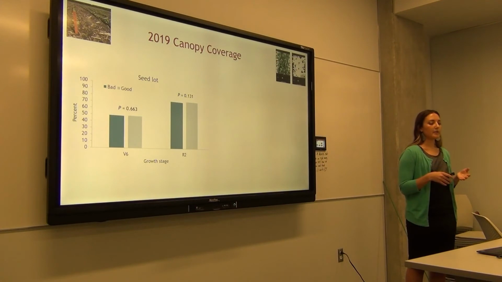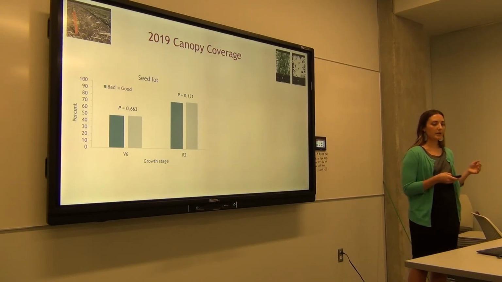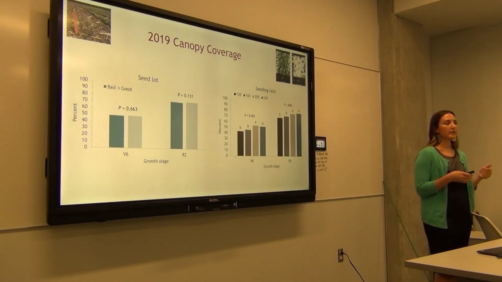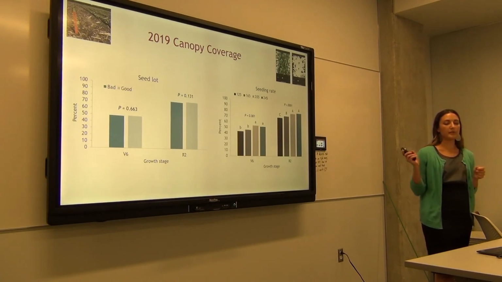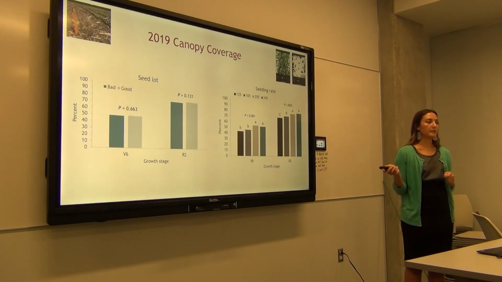Moving on to canopy coverage, we see that in 2019 there was not a significant difference based on seed lot for either growth stage. And when we look at seeding rate, it does have an effect on canopy coverage, where the 2 greatest plant populations, which are the light gray and dark blue bar, also resulted in the greatest canopy coverage.